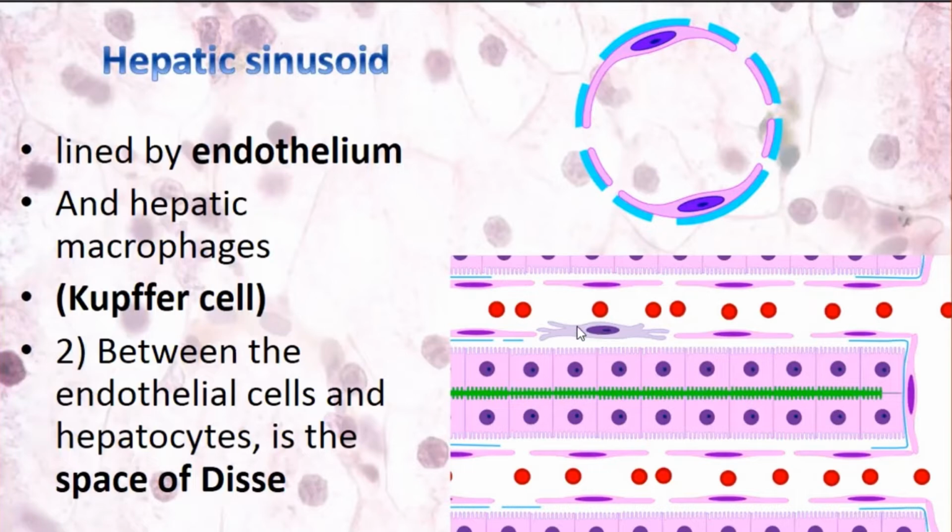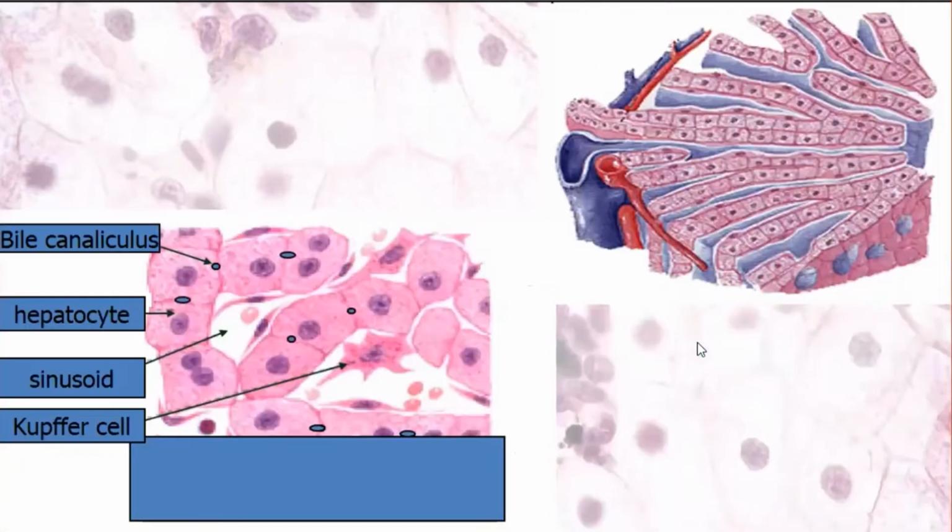Here we can see a Kupffer cell, and this Kupffer cell is an immune cell, which provides immune functions of the liver. It takes up different harmful substances, and it's located between the endothelial cells or above them. And sometimes it's fixed and sometimes it might be movable. And between the endothelial cells and hepatocytes, there is the space of Disse or perisinusoidal space of Disse.